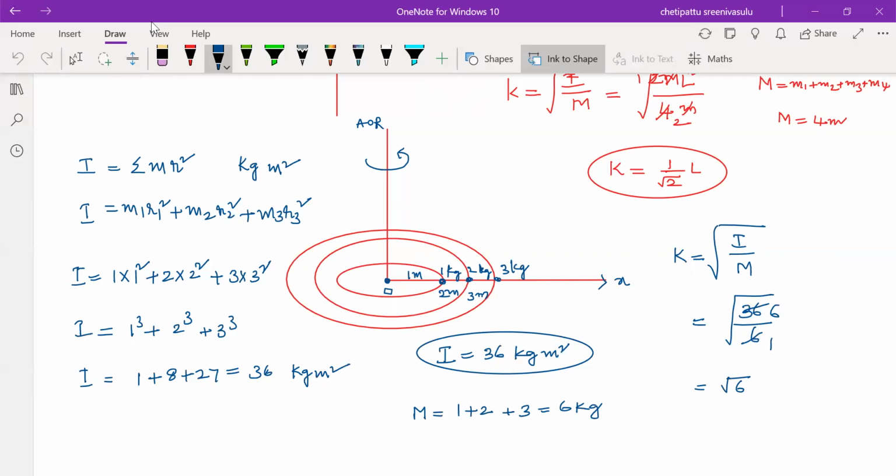What is the formula? What are the units for this? Kilogram meter square upon kilogram. So kilogram gets cancelled, and this is square root. Square, this gets cancelled, and finally you get the meter. K value you can get in meters. This is root 6 value. Next, radius of gyration K is root 6 meter.